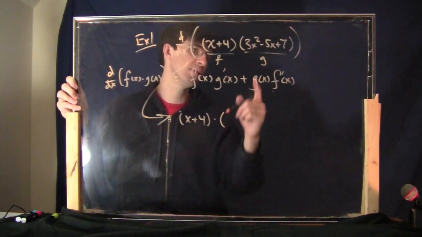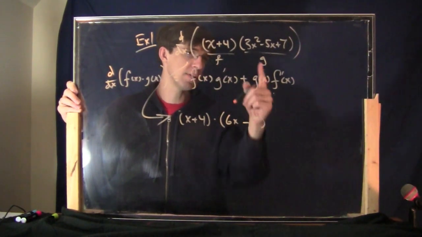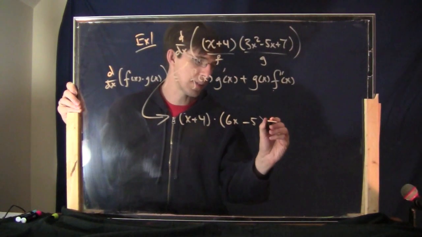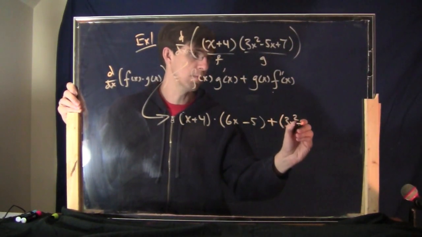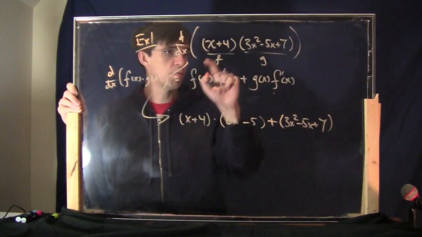Don't forget your parentheses there, haters. 6x minus 5, right? That's the derivative of the second part. So that was the g prime. And then plus g of x, the second part, as is, plus 7, times f prime of x, the derivative of the first part.